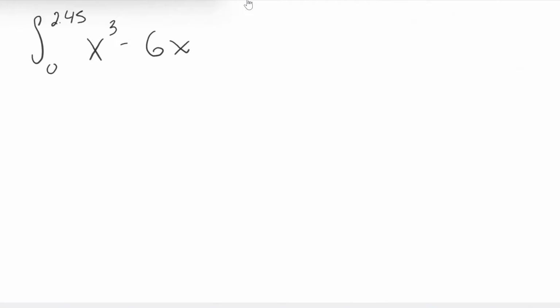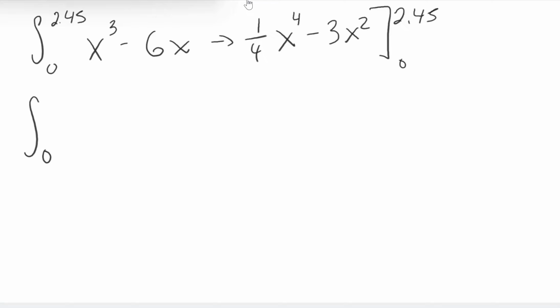All right, so we're going to do this from 0 to 2.45. So we're going to take the exact same thing you just did, the 1/4 x to the 4th minus 3x squared. And this time you're evaluating it on 2 and 2.45. And then we're going to do the same thing, but this time we're going to do it from 2.45 to 3.